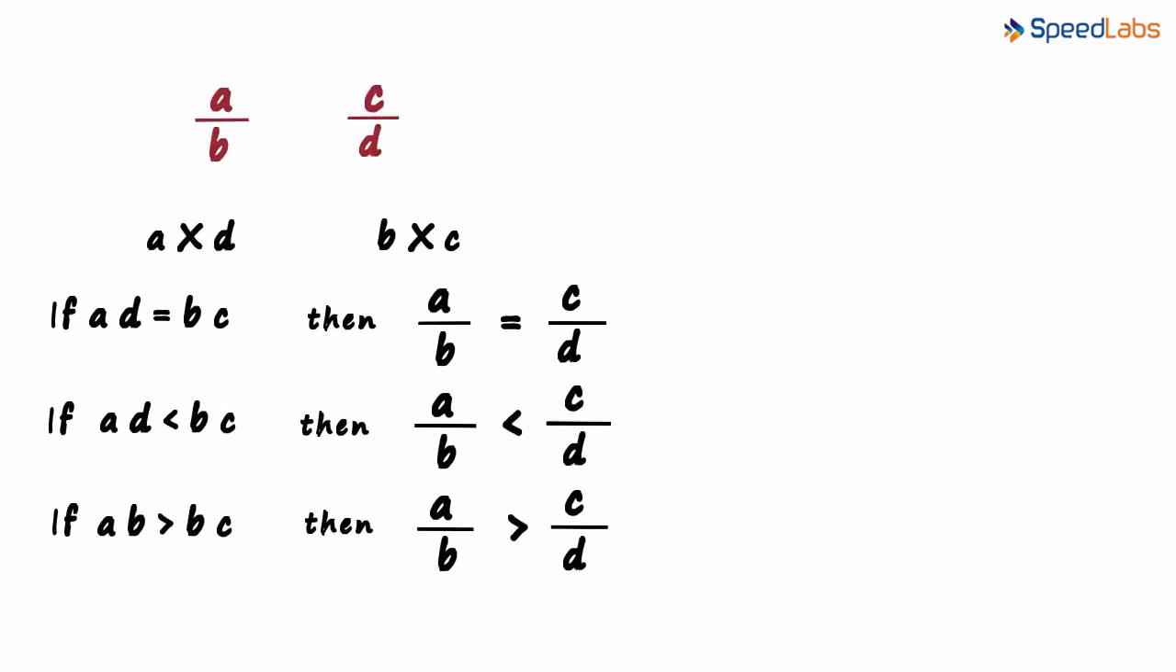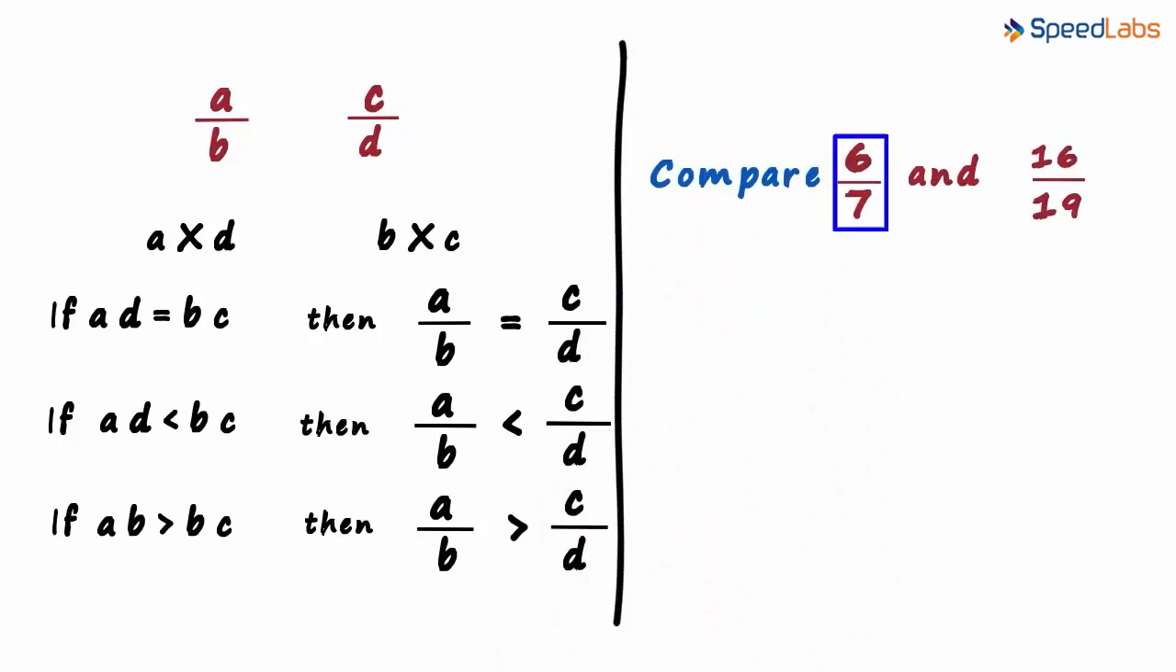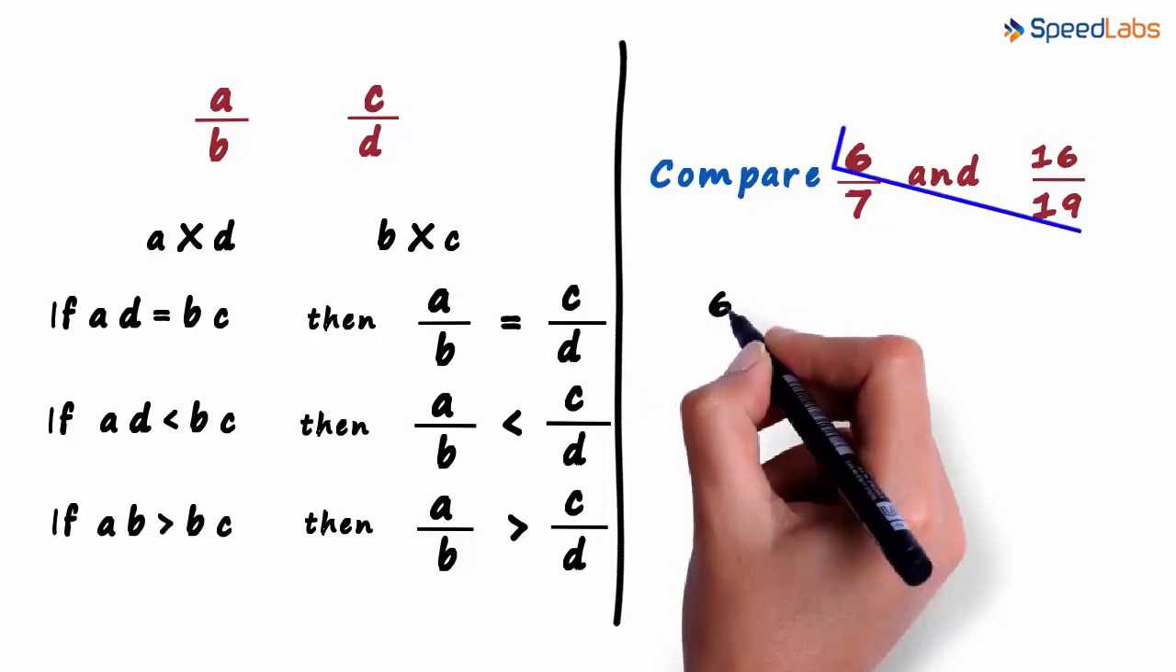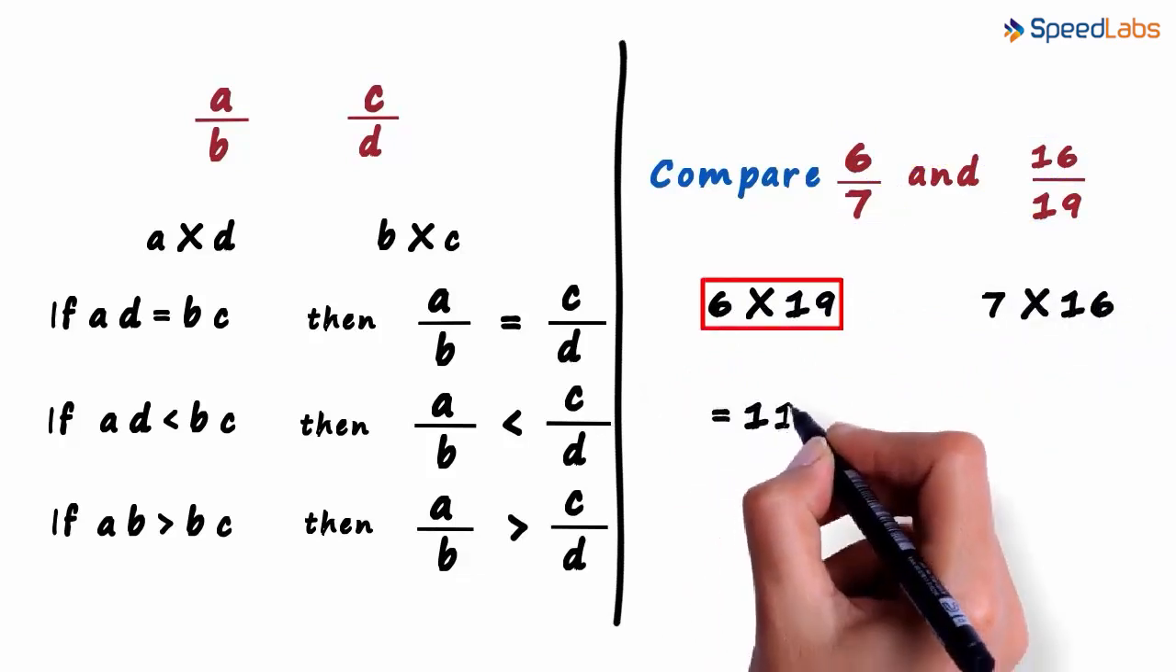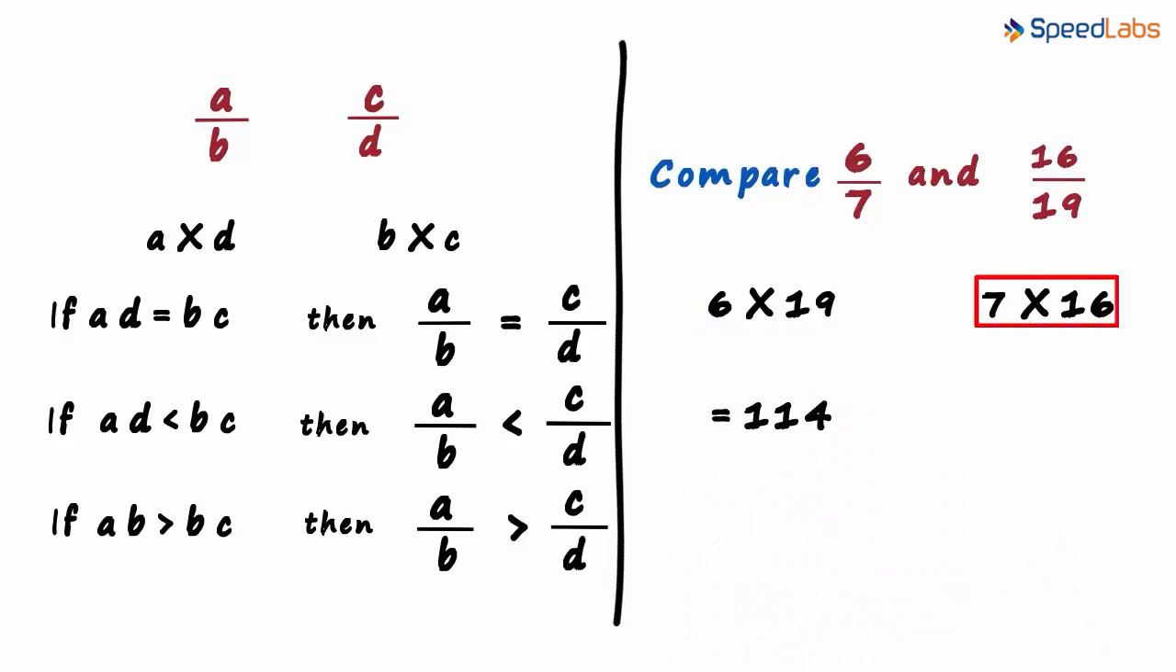Let's look at an example we saw a while ago. We have to compare 6 by 7 and 16 by 19. So to compare these two fractions, all we need to do is compare the product of this integer with this one, with the product of this integer with this one. AD in this case will be 6 times 19 and BC will be 7 times 16. 6 times 19 is 114 and 7 times 16 is 112.